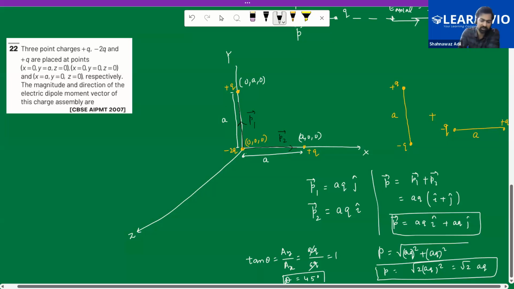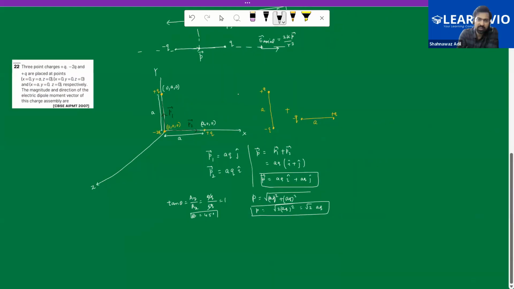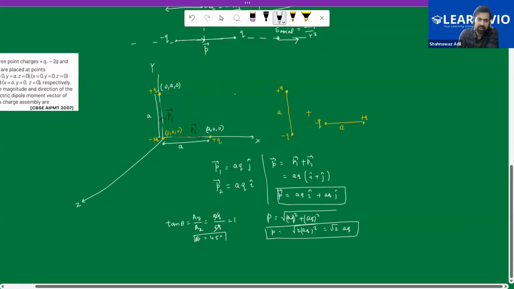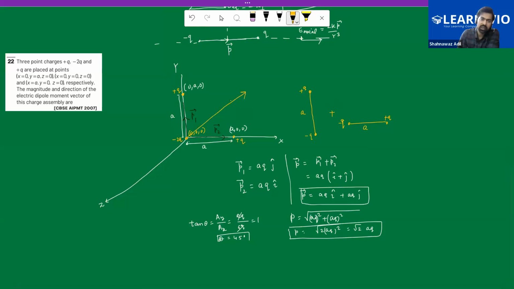Is this part clear? Yes, sir. Okay, then please note down this part. So the resultant would be in this direction, and this angle would be 45 degrees. We know that this is making a 45-degree angle with the x axis, and the magnitude is this one. This is the direction. Please note this thing down, and then we will do the next part.